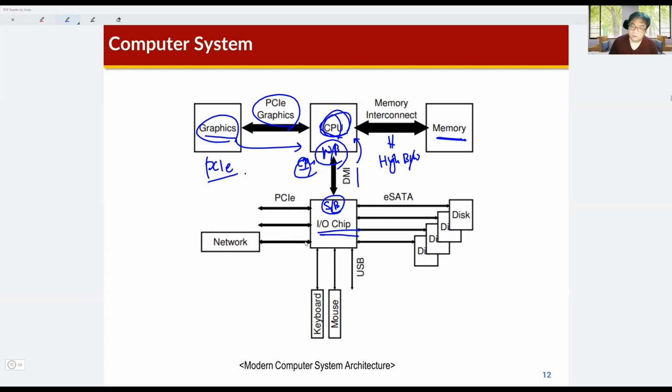Okay, so network devices can be connected via the PCI bus, and storage devices are connected via the SATA channel, or serial ATA. Also, very slow devices such as keyboards and mice are connected to these I/O chips via USB interfaces. Okay, this is the modern architecture.